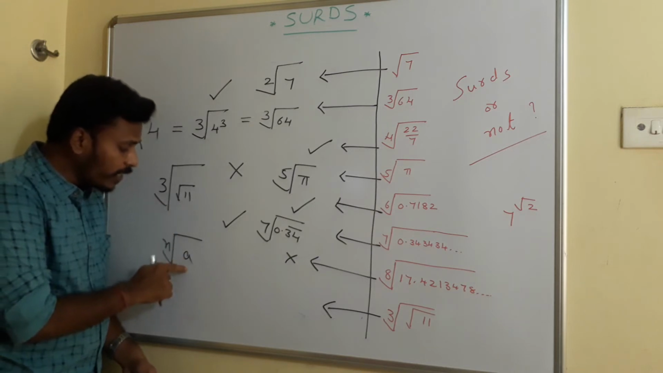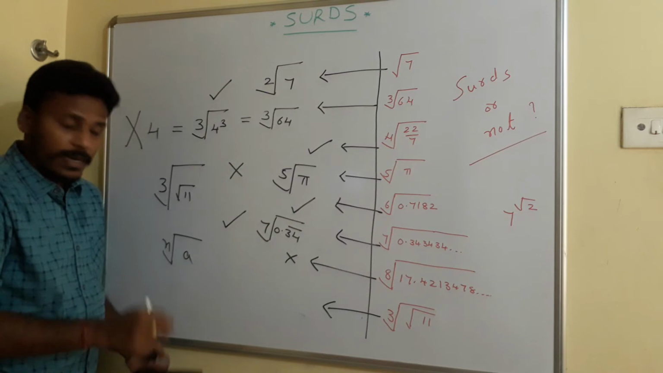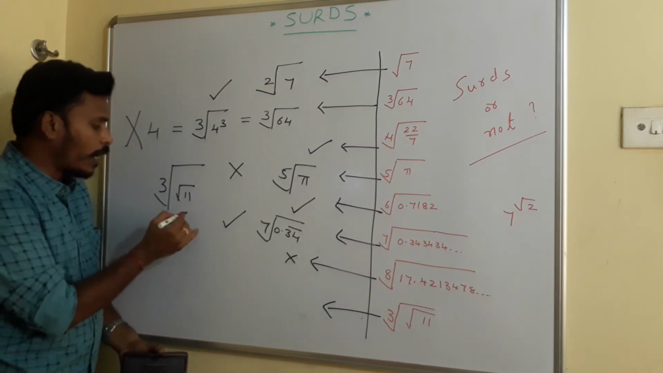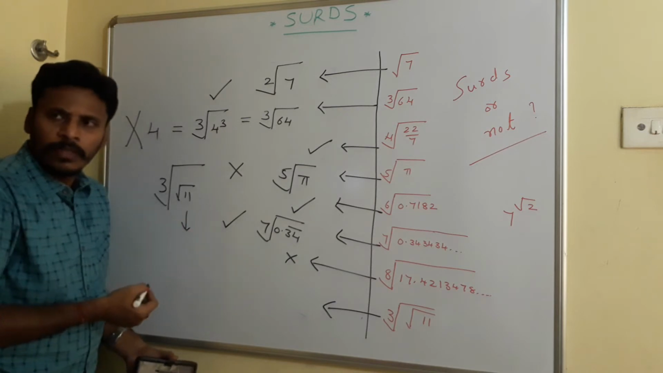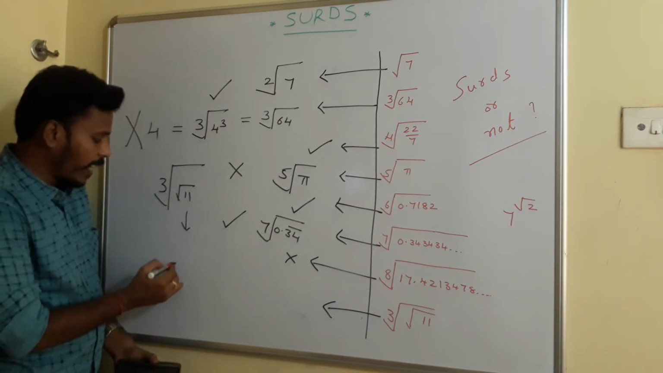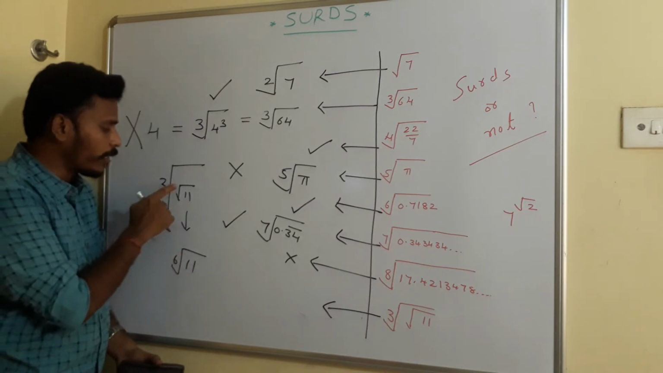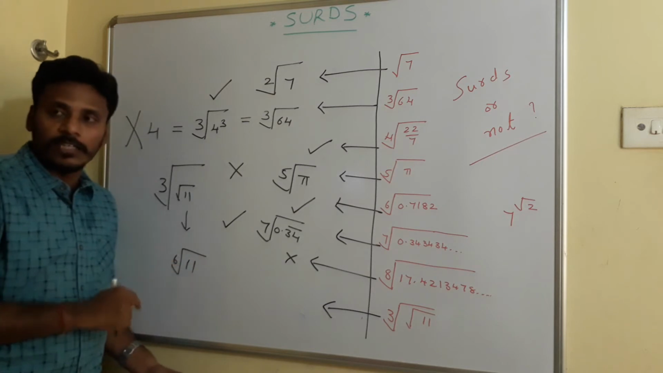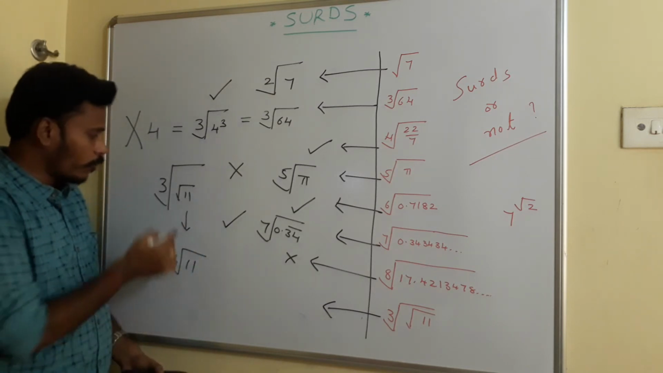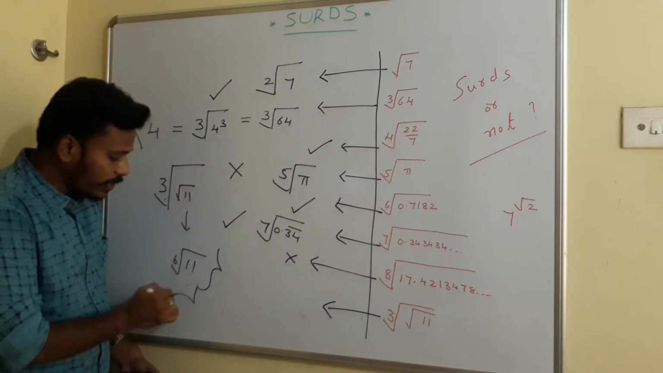So with the basic definition, this cube root of root 11 is not a surd. But on simplification, further, as we learn in the nth root concepts, this cube root of square root of 11 can be written as sixth root of 11. This is power 1 by 3, this is power 1 by 2, so it can be written as sixth root of 11. So if you write it like sixth root of 11, then it becomes a surd.